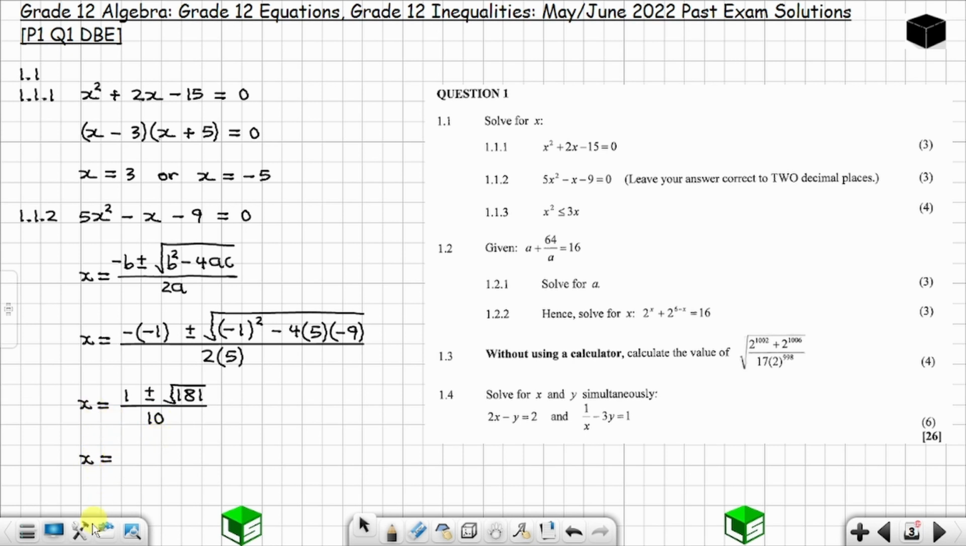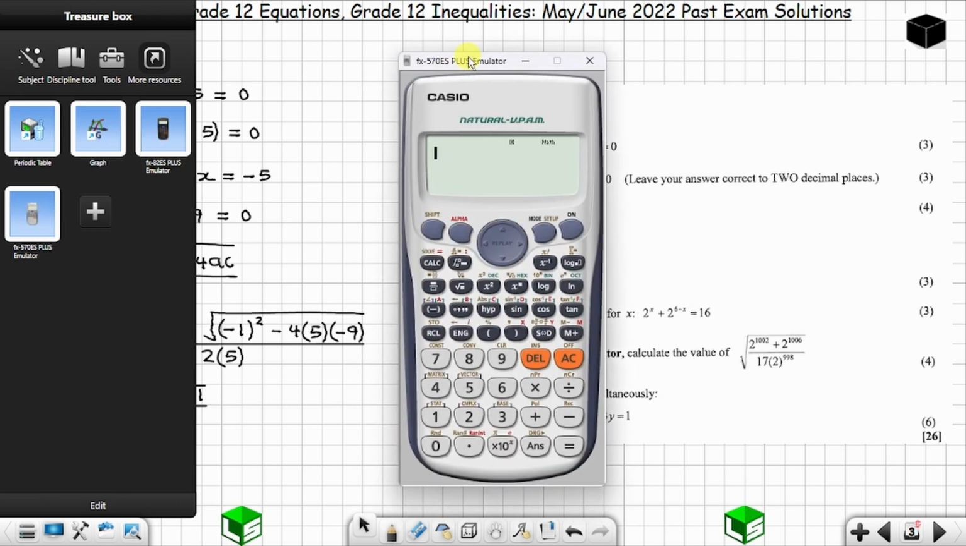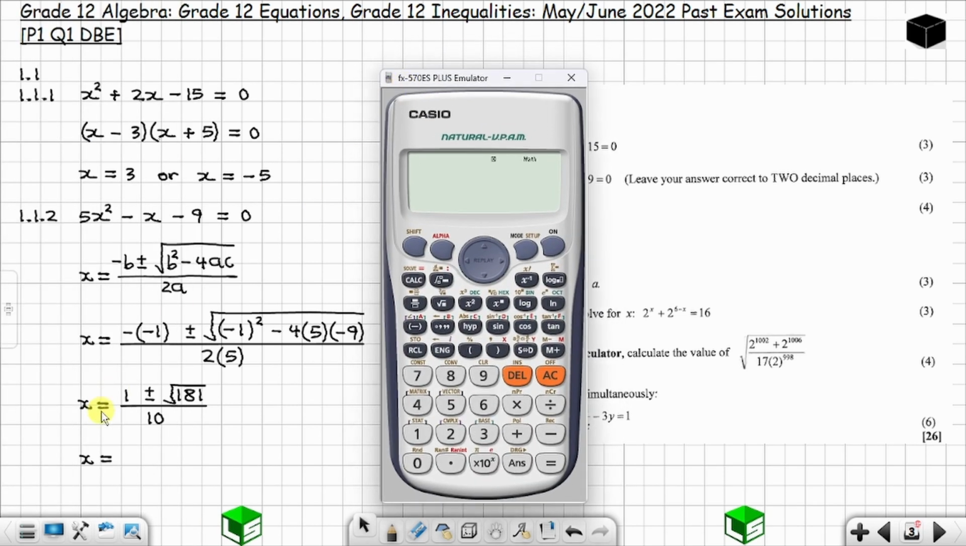x is equal to, use your calculator again. I'm going to use my emulator. You have this 1 plus or minus. Let me use plus first, and then I'm going to use minus after. So you have 1 plus the square root of 181 over 10. You press this to get your answer in decimal. You have to get your answer correct to 2 decimal places. This will be 1.45 when you round off.